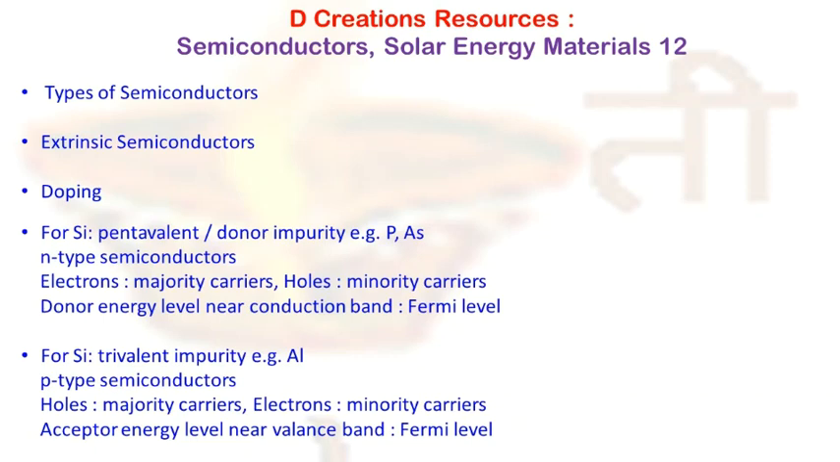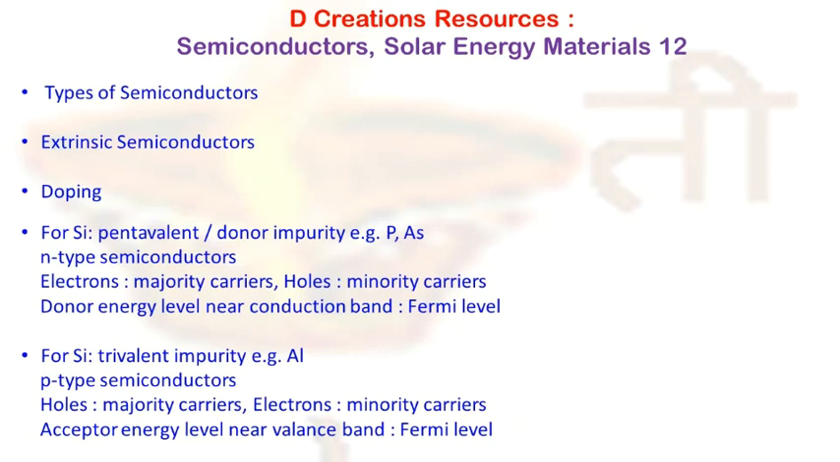We have spoken about intrinsic semiconductors. Now let's talk about extrinsic semiconductors. So far we know that due to thermal excitation, electrons and holes will be created, but their number is going to be fixed for a given semiconductor at a given temperature.